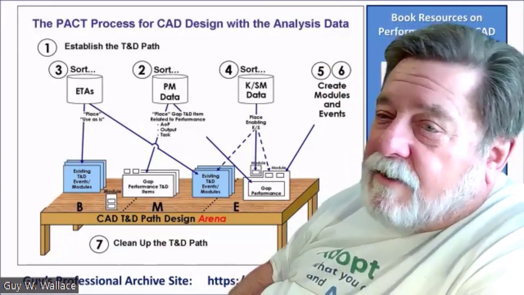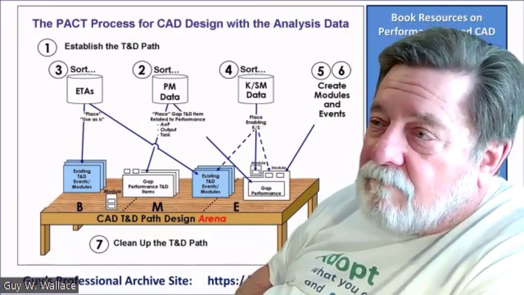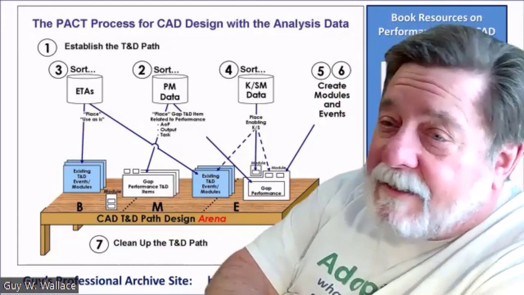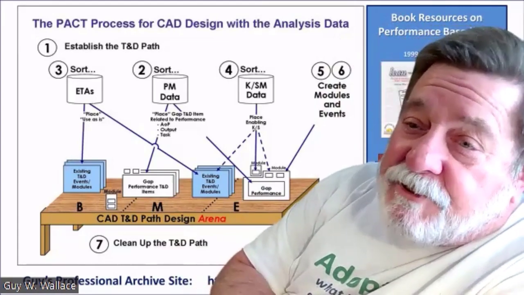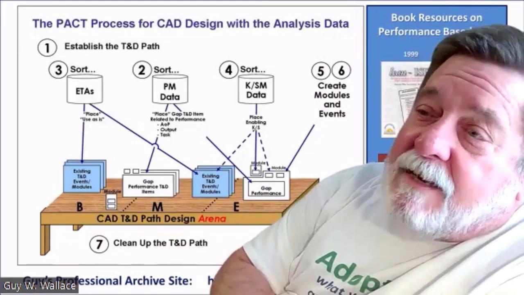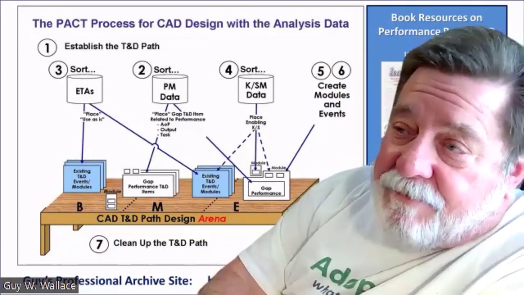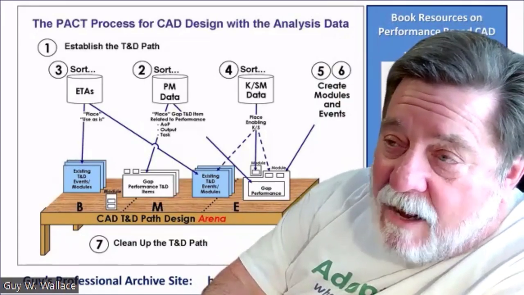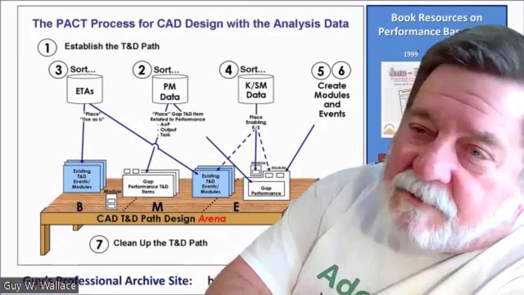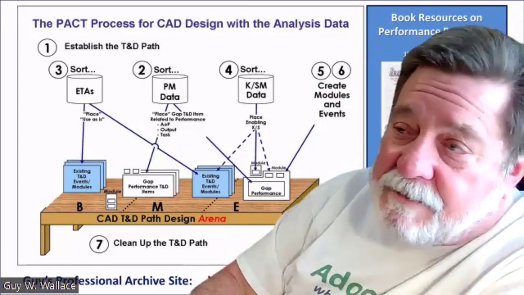And once we're sure that we're good to go, this may take you two meetings depending on how long and how much data you have. But I would say, try to get the path and the performance data down and get the existing training, because usually the existing training is easier to place.